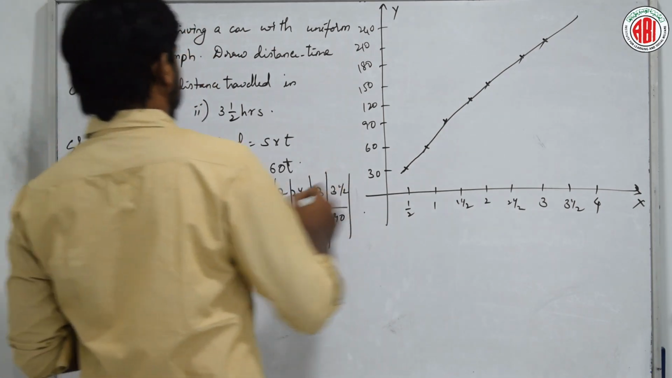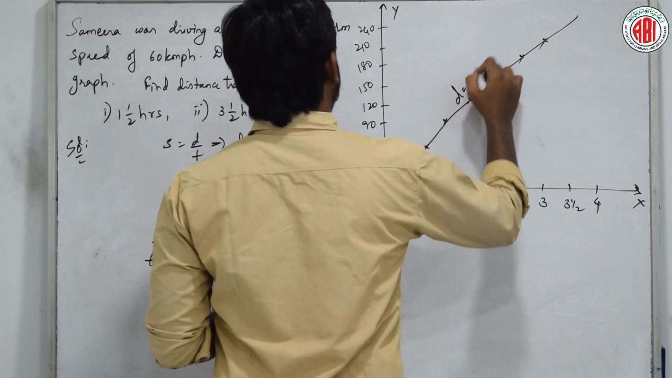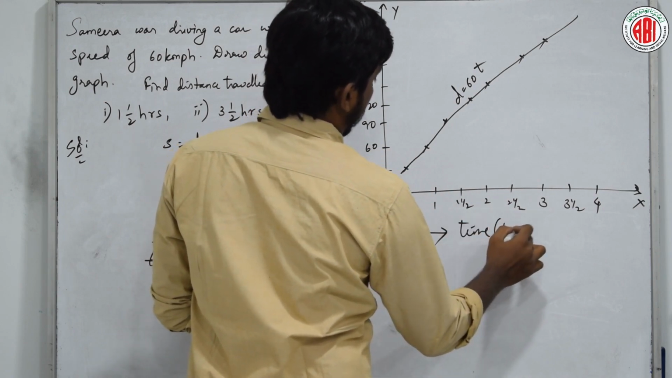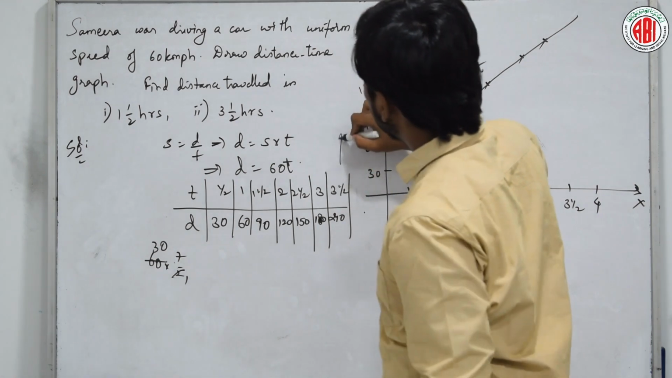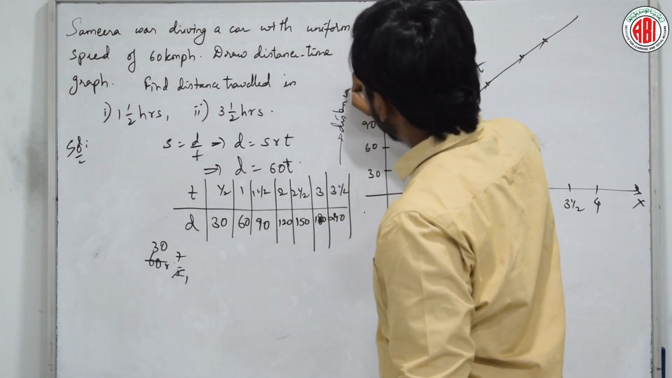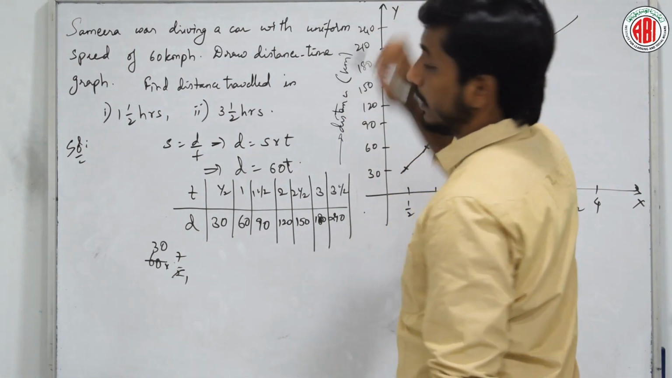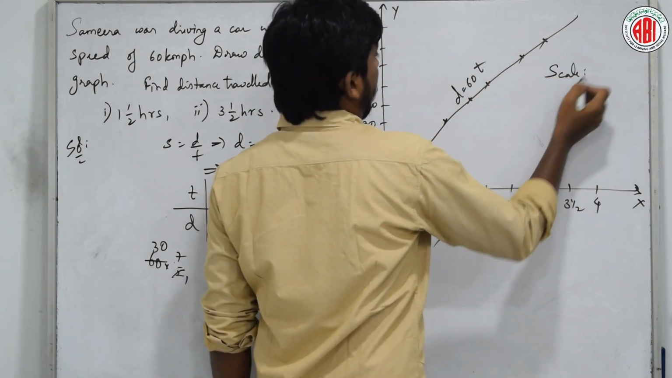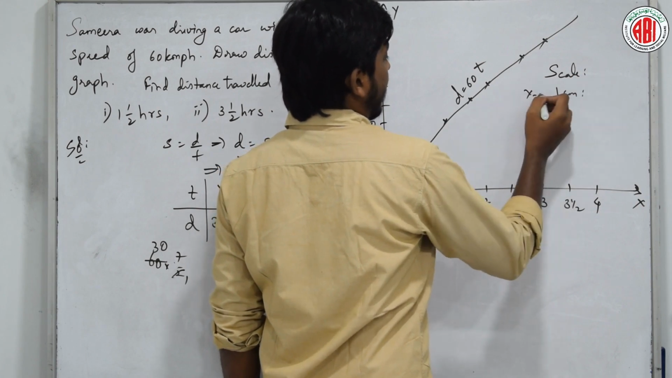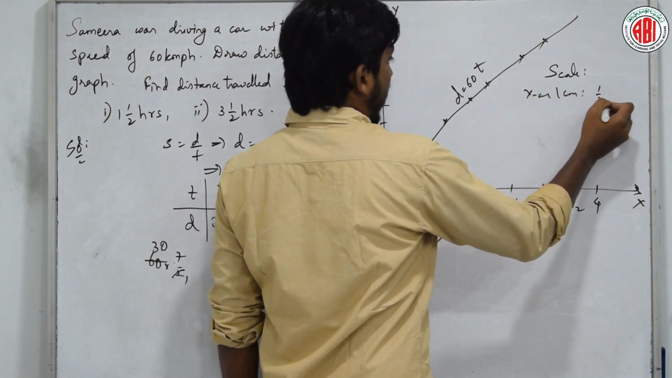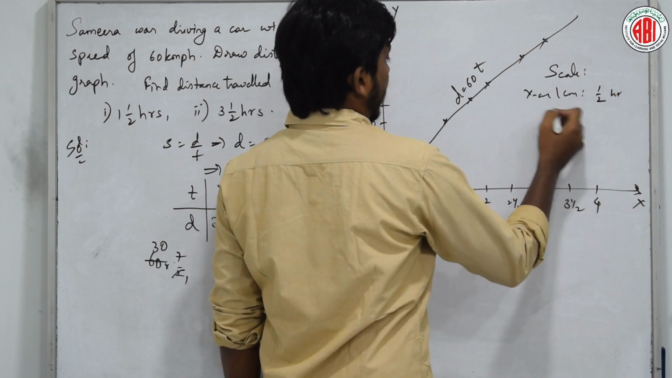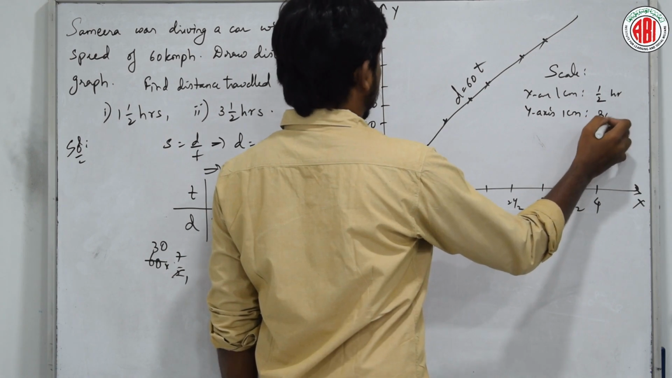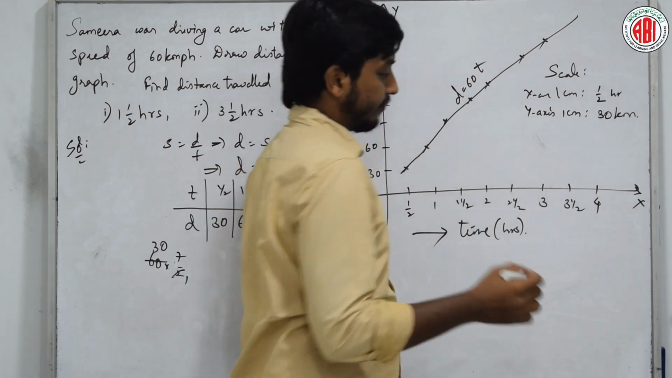Okay, what is this? D is equal to 60t. This is time in hours. What about this? Distance in kilometers. Clear? Next thing we have to represent is the scale. Scale is 1 centimeter on the x-axis, that is half hour. On the y-axis, 1 centimeter is 30 kilometers.